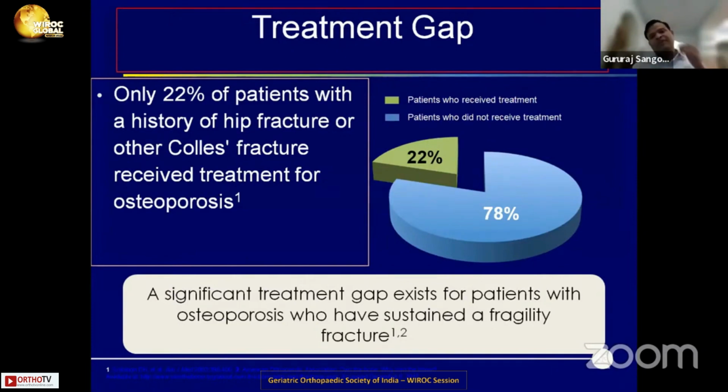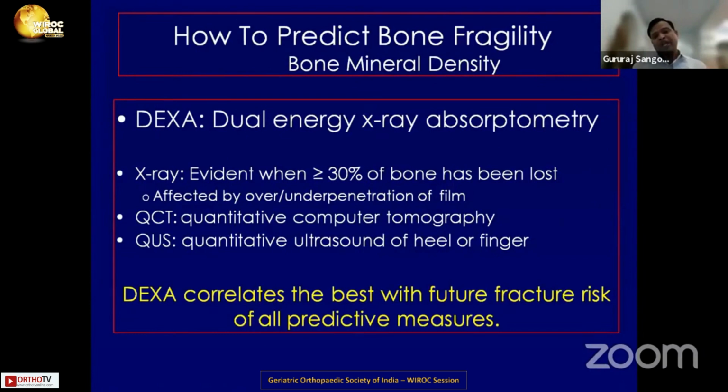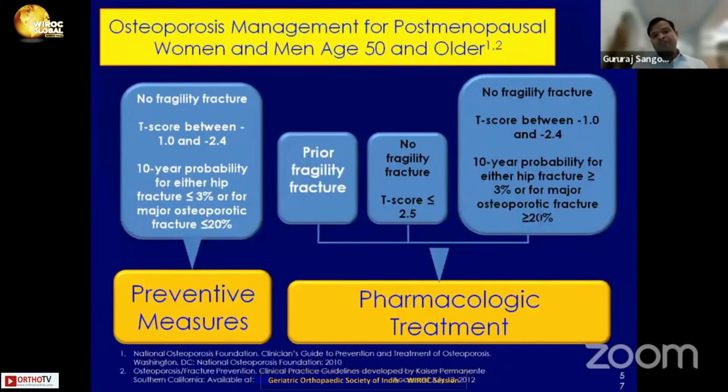In these patients, we have to do DEXA and then try to calculate the FRAX score. According to the FRAX tool, if there is no fragility fracture, T-score is between 1 and minus 2.4, and the 10-year probability of hip fracture is less than 3%, or major osteoporotic fracture less than 20%, you need only lifestyle measures. But if there is a prior fragility fracture, or T-score is less than minus 2.5, or T-score is between minus 1 and minus 2.4 and the 10-year probability of hip fracture is more than 3%, or major osteoporotic fracture is more than 20%, you need to treat them pharmacologically.